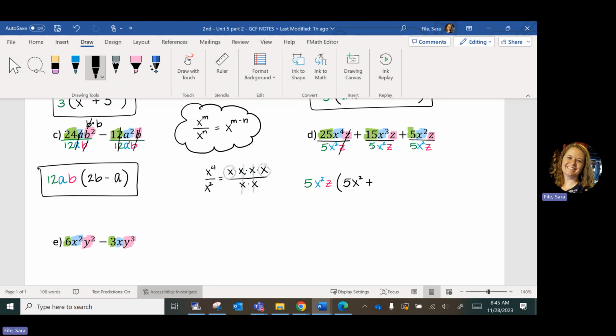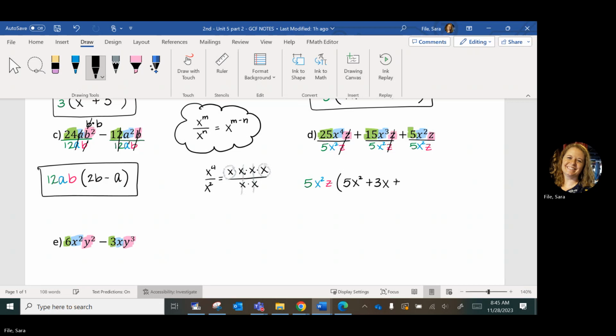It goes faster when y'all participate. 15 divided by 5. It's 3. All right, x cubed divided by x squared. Just x, good. Z divided by z, that's an understood 1. I don't need to write it.